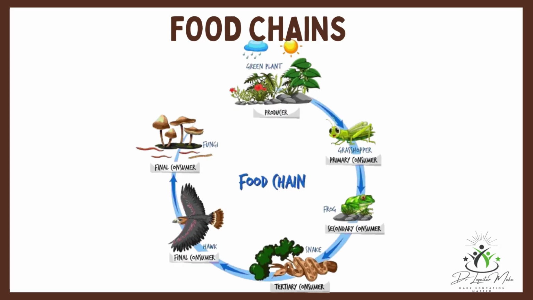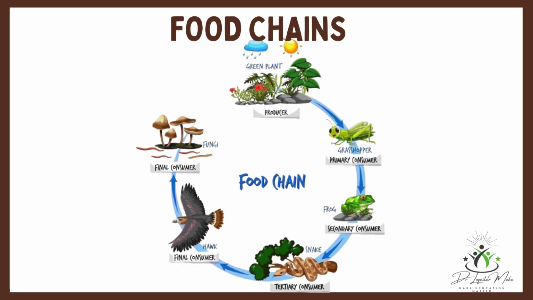However, there comes a time when this final consumer dies. What will happen when it dies? It will decompose. The nutrients will be sent back to the soil. Those nutrients will be decomposed by the microorganisms that are in the soil. This is where decomposition takes place.